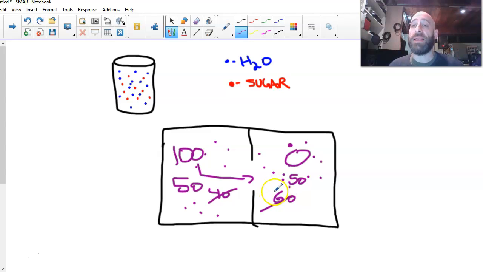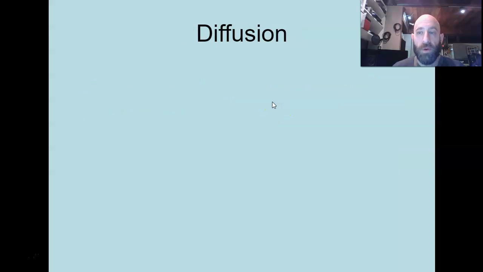And a lot of our body systems, a lot of the way our body works, is actually preventing equilibrium from happening, because equilibrium stops the system from doing something. But we'll talk more about that later. We're going to just finish up here today with one more quick idea.